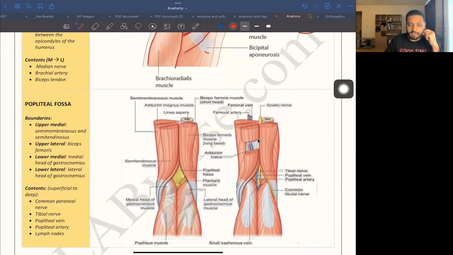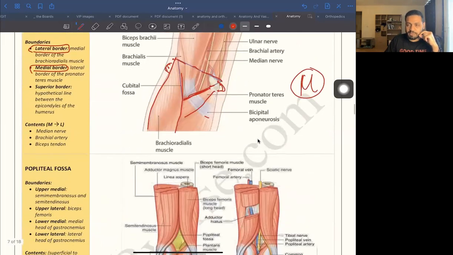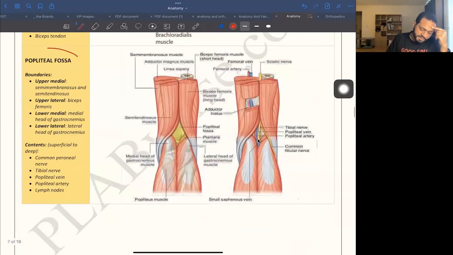Okay, so this is the cubital fossa, and we know its importance now. It has the brachial artery, the median nerve, and also the bicipital aponeurosis, and in the roof it has the median cubital vein, all right? The popliteal fossa is the equivalent in the lower limb. It's basically behind your mid joint, which is the knee, like your mid joint here, which is the elbow.